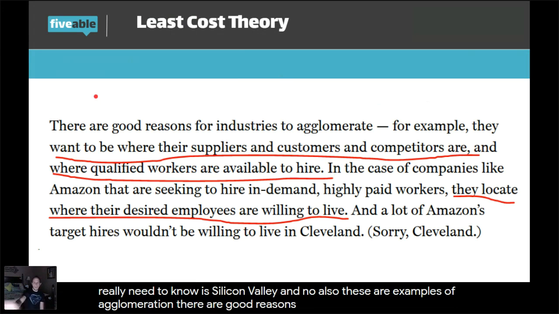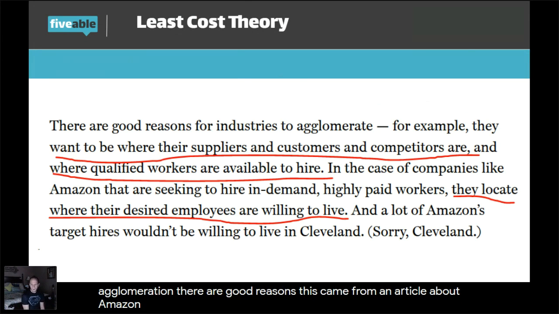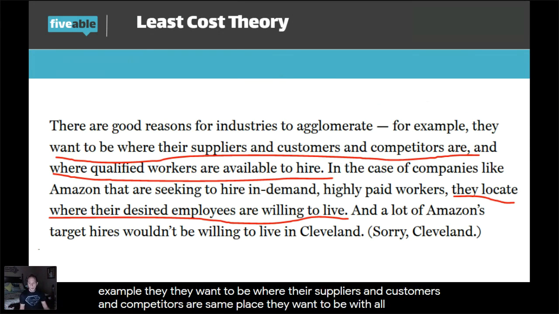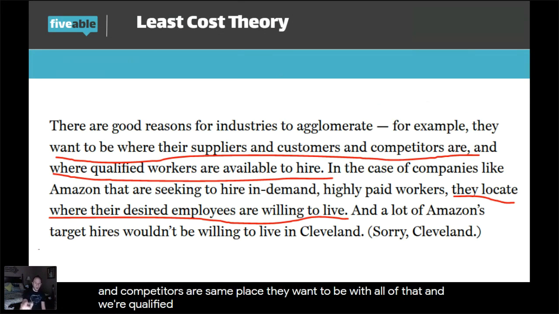There are good reasons. This came from an article about Amazon that I shared in one of the earlier presentations. There are good reasons for industries to agglomerate. For example, they want to be where their suppliers and customers and competitors are, the same place. They want to be with all of that, and where qualified workers are available to hire. So these are both some of the key elements to why companies agglomerate.